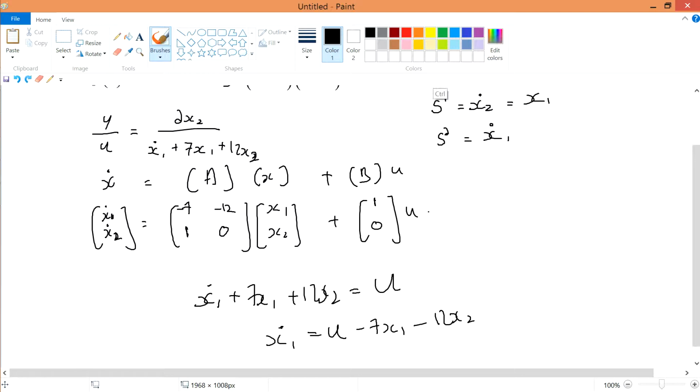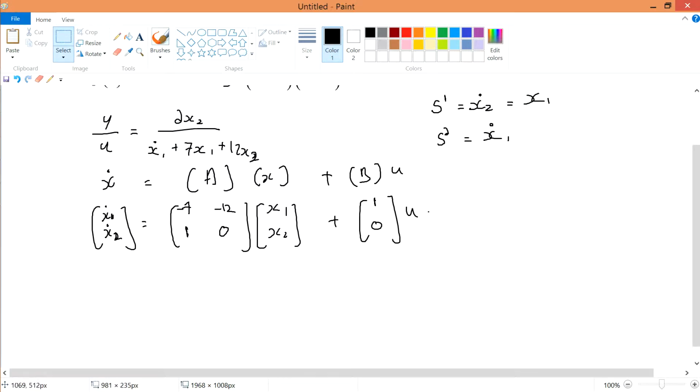But as for x2 dot, this is simply x1 only, so therefore there is no u or whatever, so these are all zeros. And these are only for Ax plus Bu. Okay, so what about Cx plus Du?